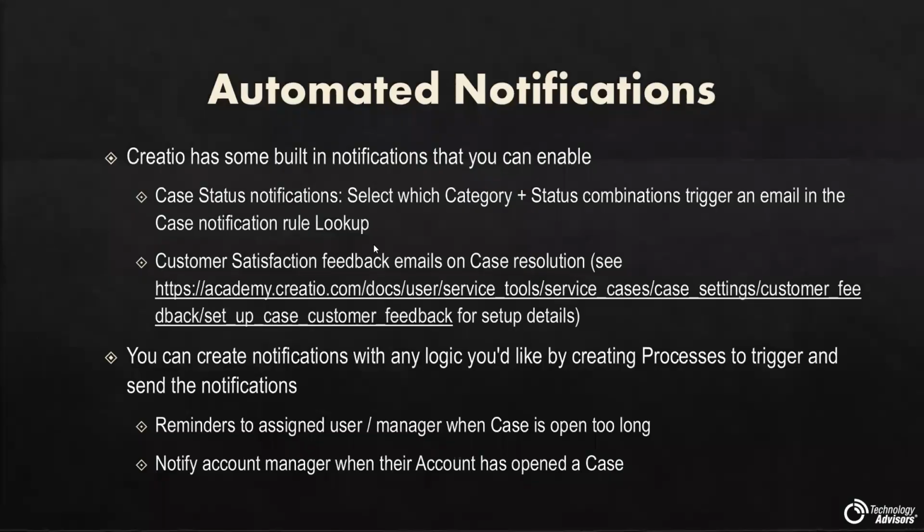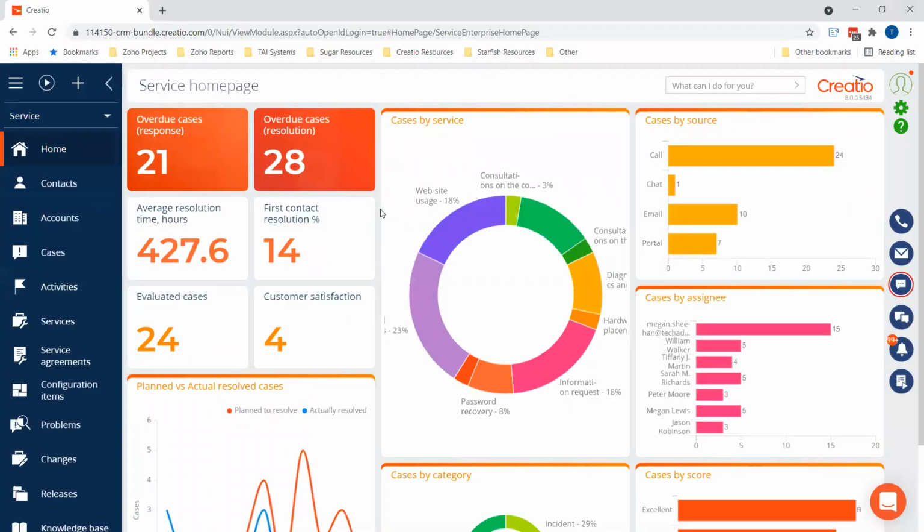So if I go ahead and switch hats here and log into Creatio as a service agent, this is going to have all of your standard Creatio functions. So of course, you've got your homepage and dashboard capabilities where you can keep an eye on some of your key metrics. Like other areas of Creatio, Creatio's got a pre-built service homepage you can use as a starting point to start keeping an eye on your metrics. I can see, for example, that Megan's got 15 cases assigned to her, way more than anybody else. So she might be feeling a little bit overwhelmed at the moment and might need to reassign some of that work to somebody else.